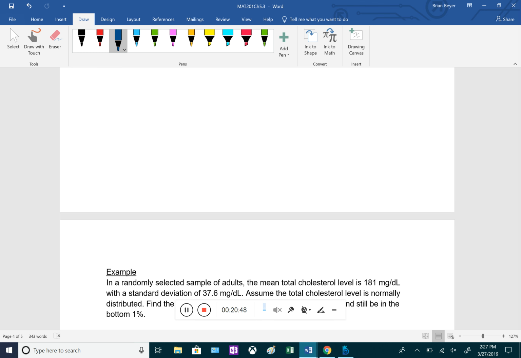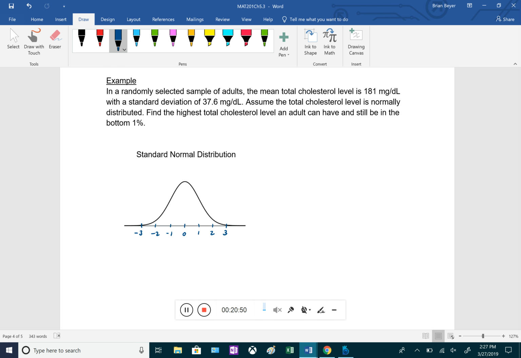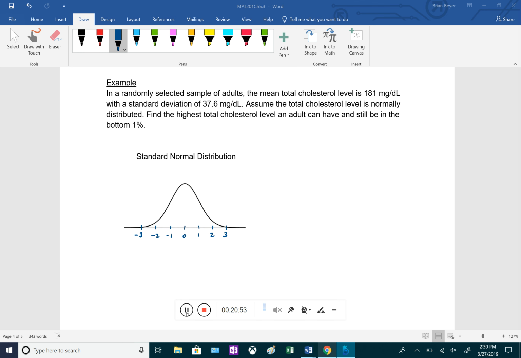Okay, for the next one. In a randomly selected sample of adults, the mean total cholesterol level is 181 milligrams per deciliter, with a standard deviation of 37.6 milligrams per deciliter. Assume the total cholesterol level is normally distributed. If it's not, we wouldn't be able to do this. And then we want to find the highest total cholesterol level an adult can have and still be in the bottom 1%.